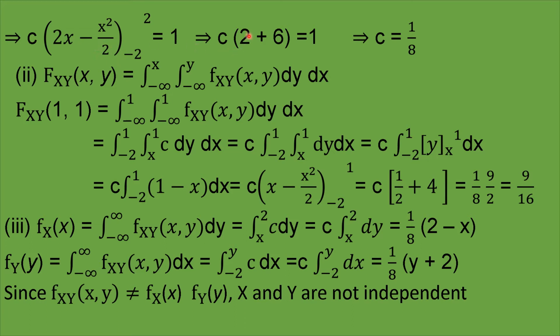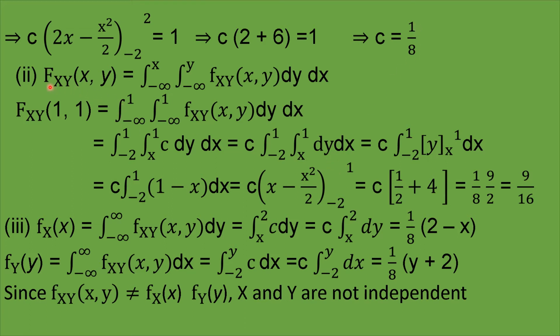4 minus 2 is 2. Then it is minus. Putting x as -2, it is -4 minus x square by 2, which means -2 whole square by 2, which is 4 by 2 or 2. -4 and -2 will be -6. So minus of -6, here it is +6, equal to 1. So C into 8 is 1, or C will be equal to 1 by 8.